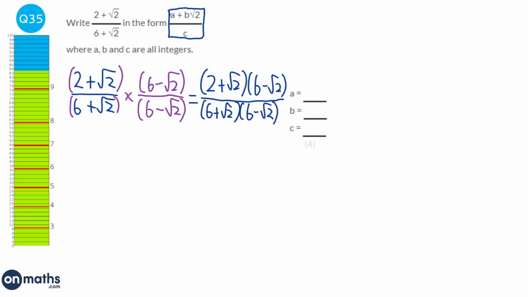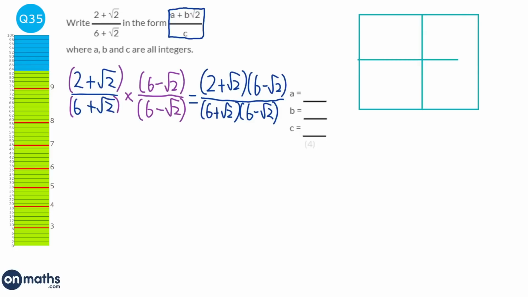Now, the reason why we do that is you will see when we expand the bottom one, but I'm going to start with expanding the top one. And it doesn't really matter which method you take to expand it. I'm just going to use the grid method because it's a little bit clearer maybe. And so we've got 2 plus root 2, and we've got 6 minus root 2.